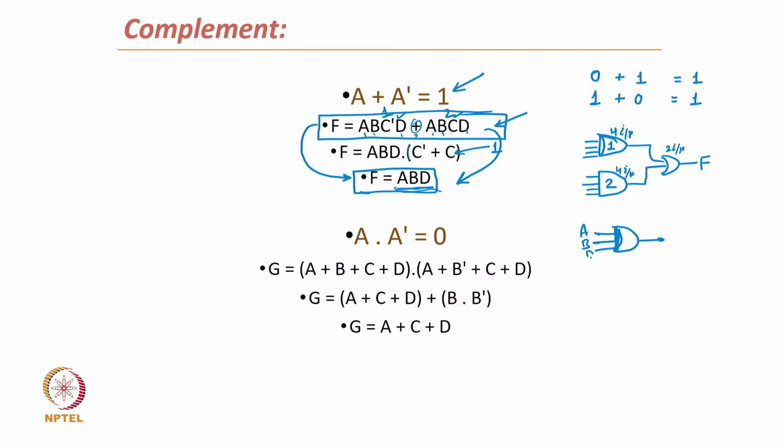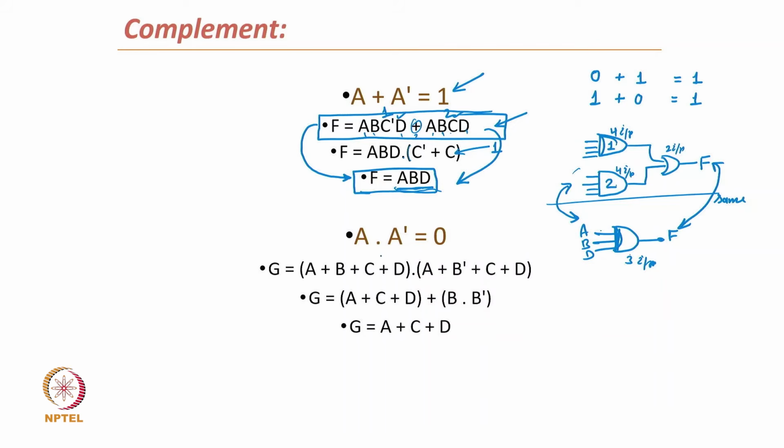A, B, D, and this is F, and these two functions are exactly the same. However, in this one we have 4 input gates, and 2 in number. Here we have only 3 input gates, and only 1 is needed. So we can see that the hardware complexity is very much optimized going from the top to the bottom. We have saved so much area and so many gates by implementing these Boolean expressions.